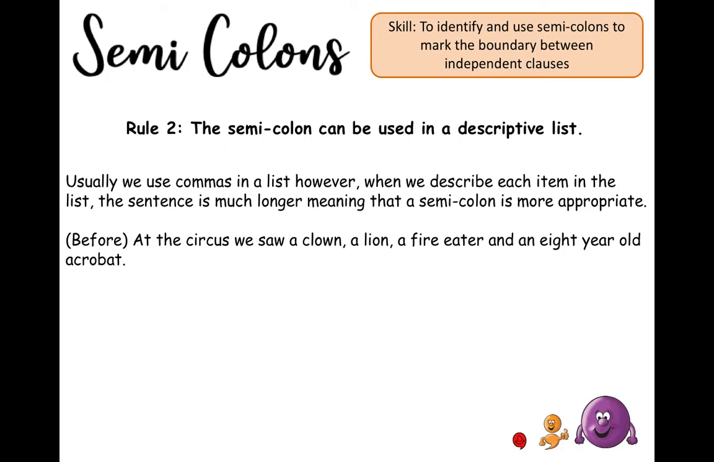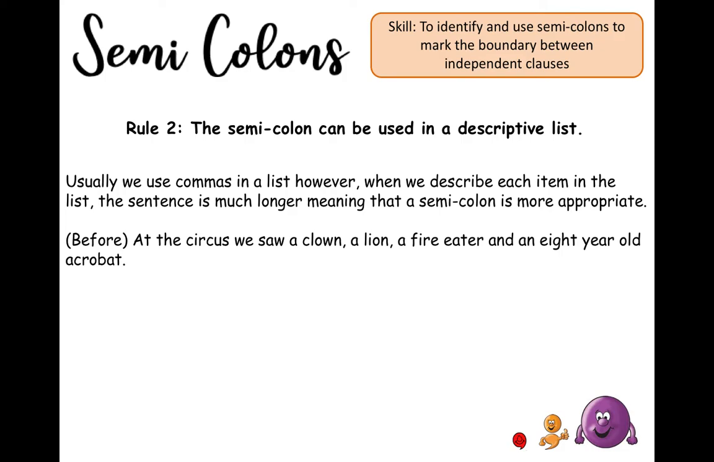Now, a semicolon can also be used in a descriptive list. This is rule 2. Usually we use commas in a list. However, when we describe each item in the list in more detail, the sentence becomes much longer and it means that a semicolon's more appropriate. It makes it easier to break those clauses down and for us to actually understand the sentence. So on the screen you should see a sentence.